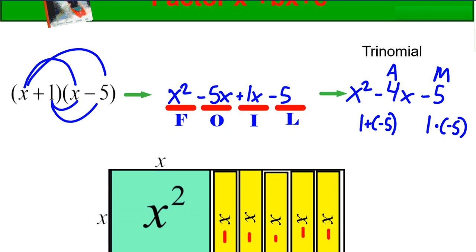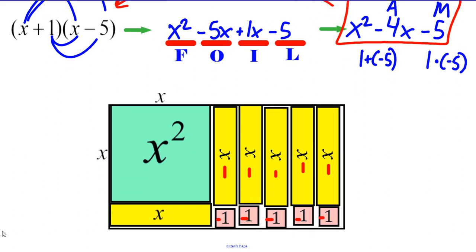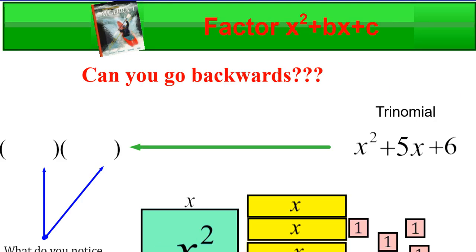Now what we're going to do is imagine I gave you this and asked you to work backwards. You would need to think what numbers multiply to make negative 5 and add up to make negative 4, and that would tell you what the two factors must have been. If you need a geometric interpretation of the tiles, this is what it looked like. Now we're going to work it backwards.